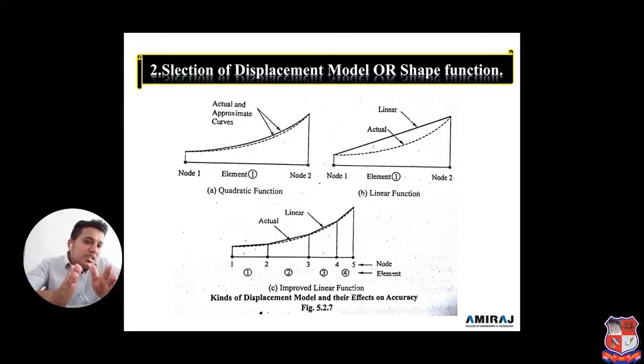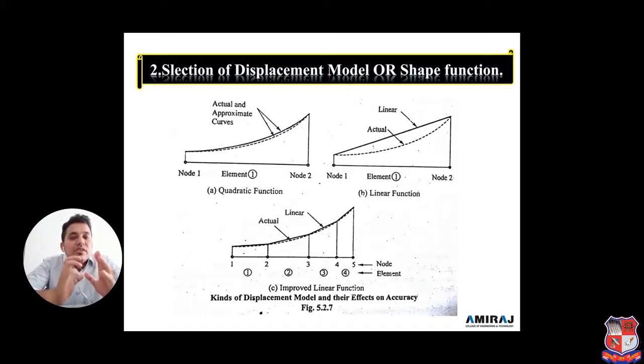Now what is the improved linear function? It is nothing but again applying discretization, meaning the shape function of a particular element. Now we have node number 1 and node number 2, meaning element number 1. Again we divide the same element into another 4 elements. Have you seen in figure C, elements 1, 2, 3 and 4. Due to that we reduce the error in between the linear and the actual line.